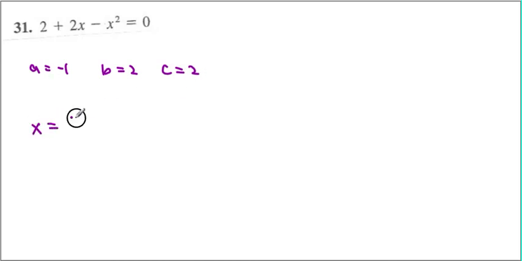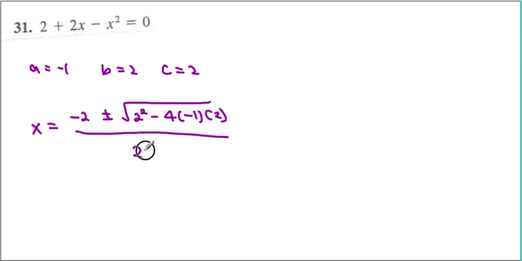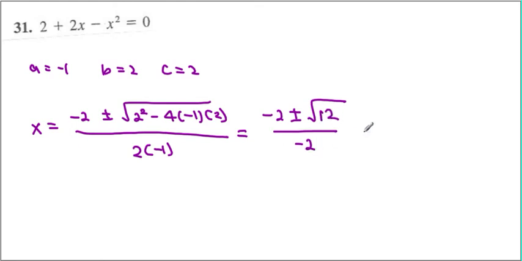x must be equal to negative 2 plus or minus the square root of 2 squared minus 4 times a, which is equal to negative 1, and c, which is equal to 2. Now divide the entire thing by 2 times a, which is equal to negative 1. Once we simplify this, this is 4. Negative negative becomes positive and becomes 8. So 4 plus 8 becomes 12, divided by negative 2.